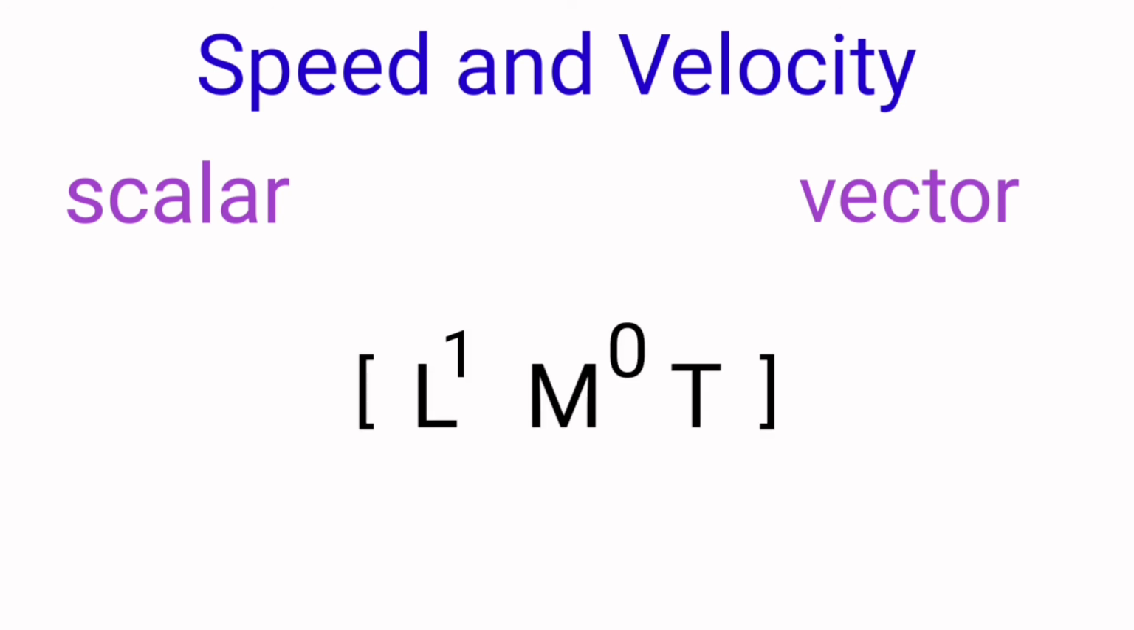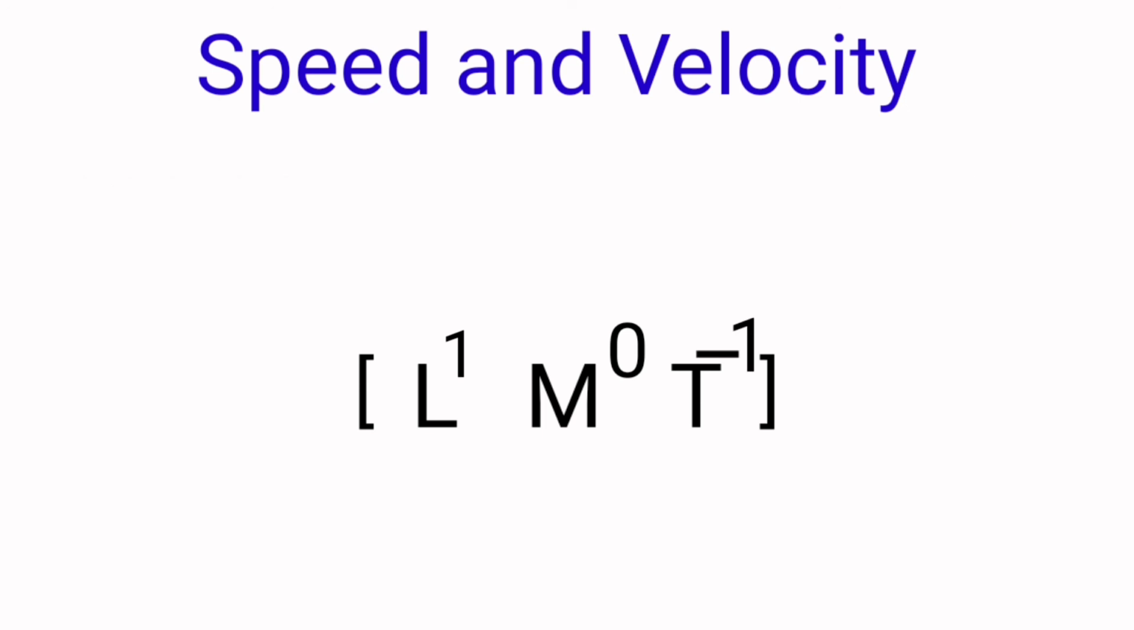Speed is a scalar quantity and velocity is a vector quantity. And speed and velocity have the same dimension and the dimension of the speed and velocity is L1 M0 T minus 1. In this way, we see some physical quantities and their dimensions. You write all these points in your notebook.